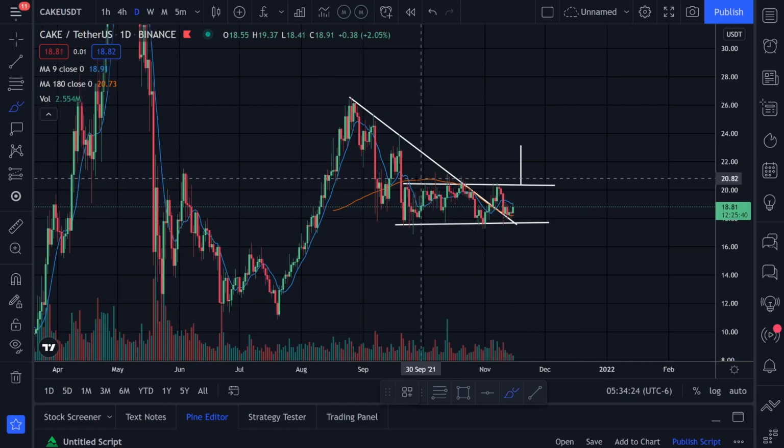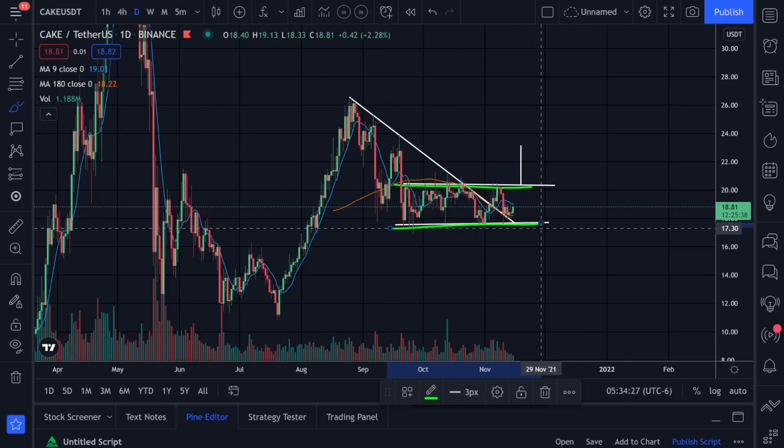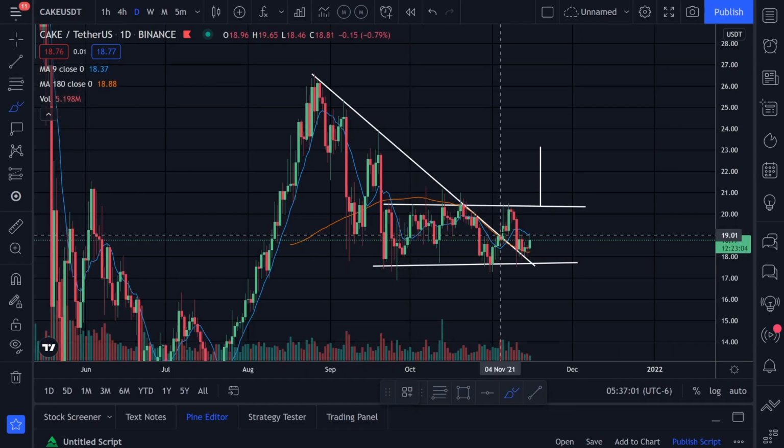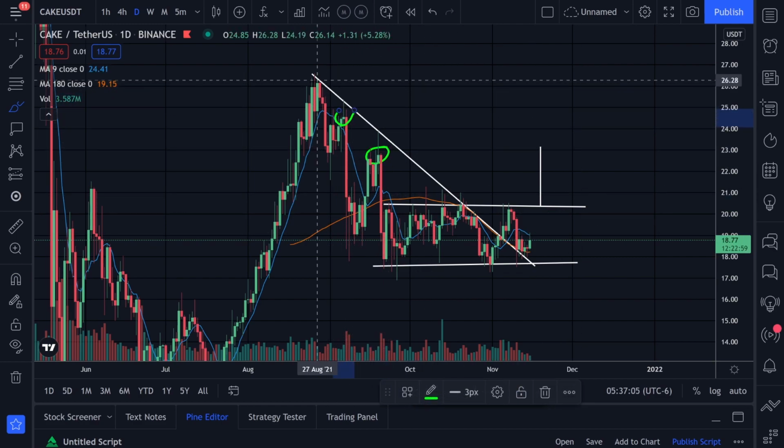But yeah, so what I'm looking at is this resistance and this support line, with the bottom sitting at around 17.50 and the top around 20.34, something like that. Let's see if we can break to the upside or the downside of one of these trend lines. If we break one of these trend lines, what I'll be looking at are the previous resistance levels right here.